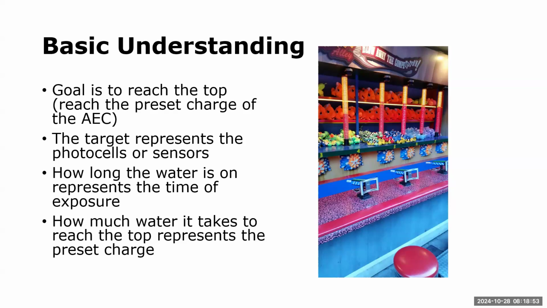That's what we're going to refer to as reaching the preset charge of the AEC. So that's the goal. The goal for AEC is to reach that preset charge so that it can send the signal to turn off. The target represents the photocells or the sensors. So in the middle of this little thing right there is the target that you're shooting for, right? So in this example, the target's going to represent your photocells or your sensors or your detectors, fields, whatever you want to call them. Does everybody know what I'm talking about there?